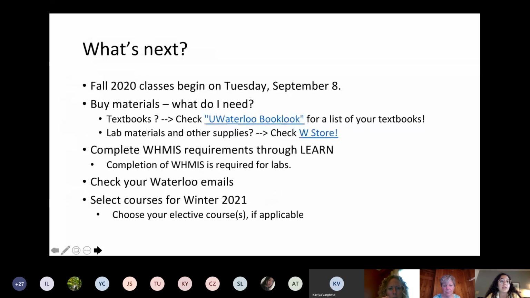So what's next? Just to finish off, a reminder that school starts on September the 8th. Buy any materials that you'll need. If you're going to need some textbooks for your class, make sure you check out, by typing into Google, Waterloo Book Look to see what lists of textbooks you're going to need, any lab materials or any other supplies. And as we mentioned before, make sure you get WMIS certification, checking your Waterloo emails. And later on in the term, we'll send you an email. You'll know when you can start selecting your courses for winter 2021.